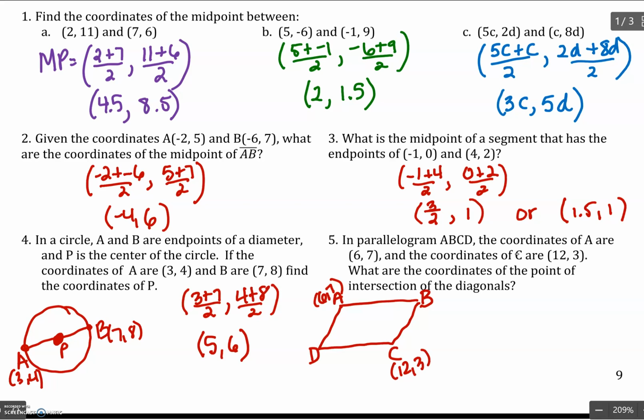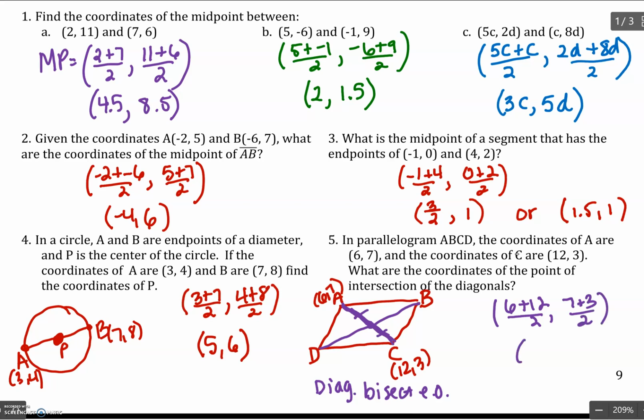It's asking for the point of intersection of the diagonals. So if you can remember, the diagonals bisect each other. And if that's the case, then the place where they meet, that point of intersection, is the midpoint. So we're really just finding the midpoint between A and C. So again, we're applying our midpoint formula. We're averaging our x's, we're averaging our y's, and getting 9, 5.